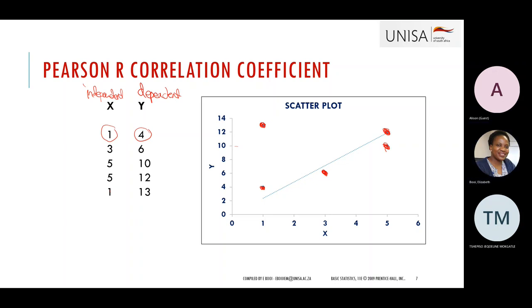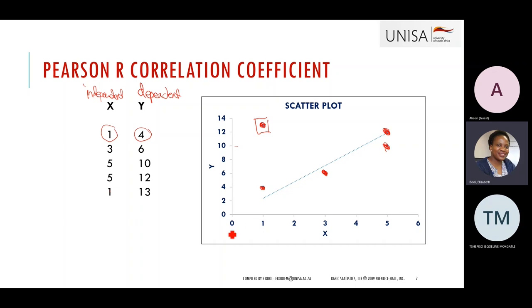Now, after plotting these dots on this scatter plot, we can clearly see that this is a value that is away from the rest of the values, and that is what we call an outlier. You can look at what an outlier is. It's an extreme value. It's a value that is far apart from the rest of the values.